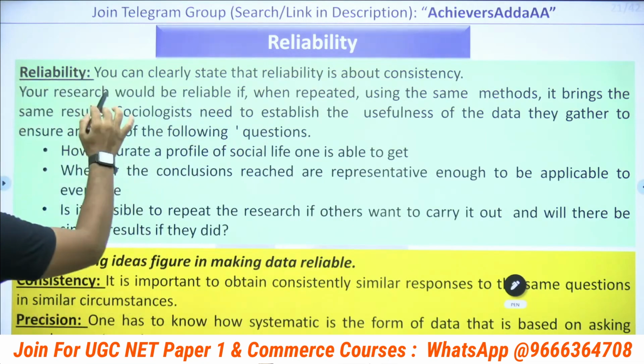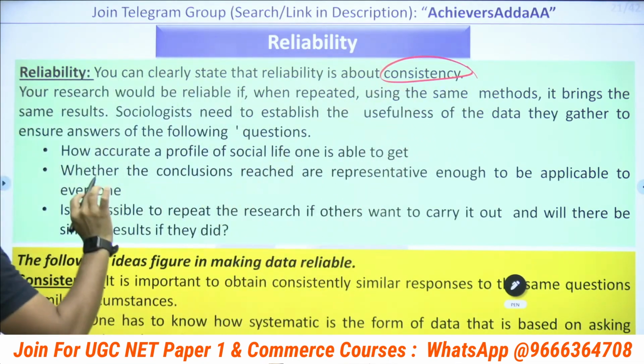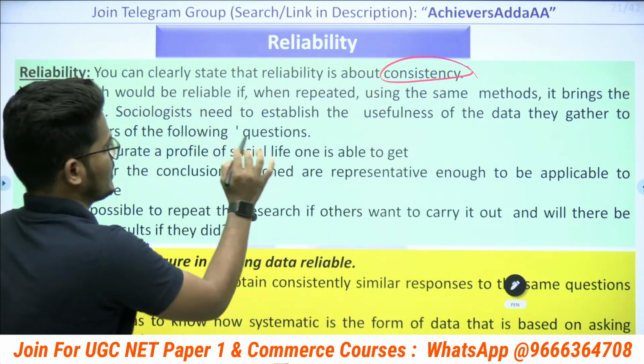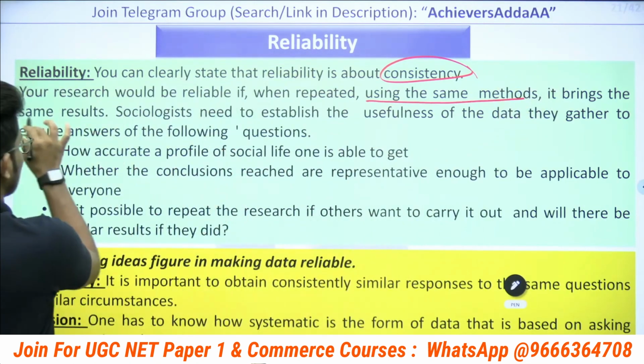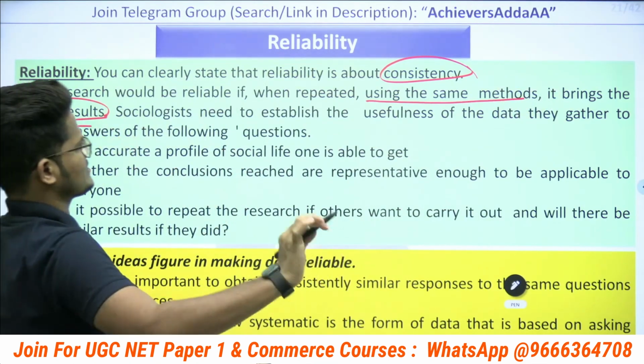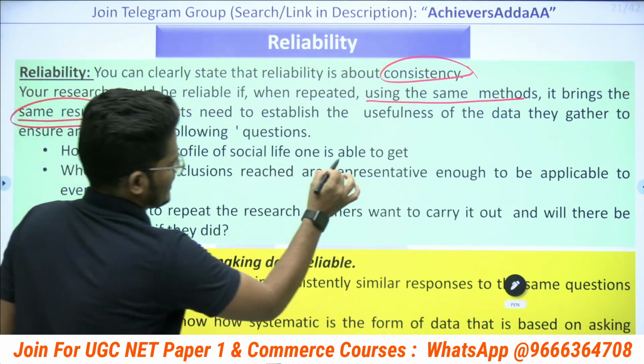So reliability is clearly about the consistency of the same results. Research should be reliable if, when repeated using the same method, it brings the same results. Same method, same results. So here, how accurate a profile of social life is one able to get?